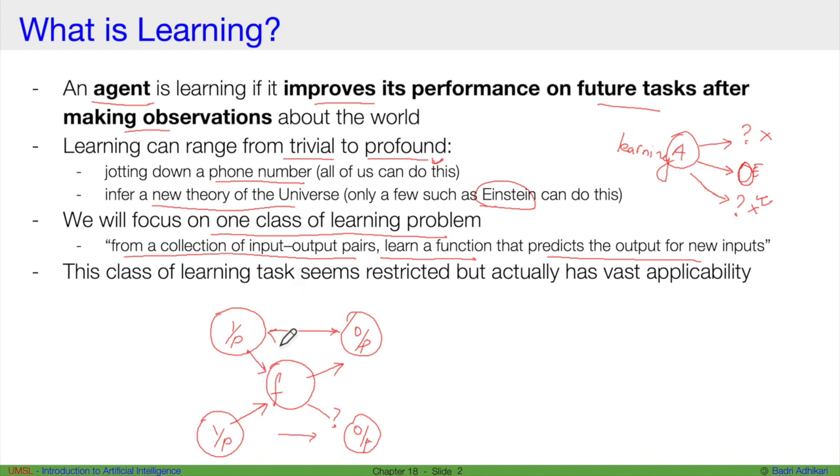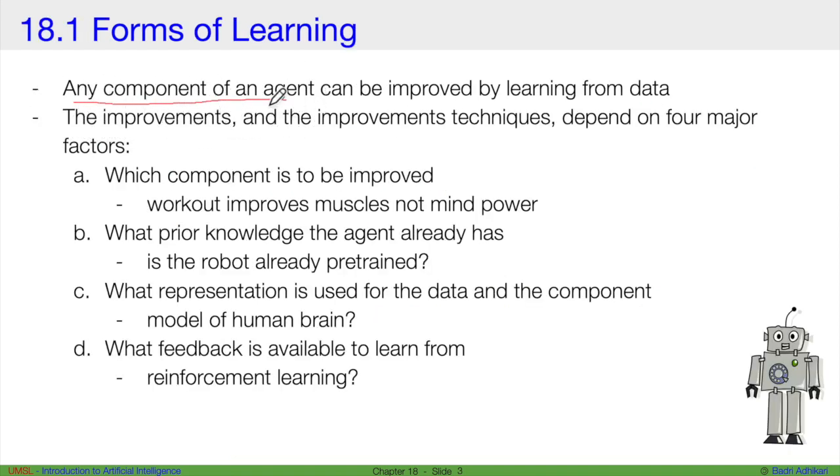And you may think that this is a very restricted class. I mean, it's a very small subset of what learning exactly means. But surprisingly, such learning has vast applicability. Any component of an agent can be improved by learning from the data. These improvements and the improvement techniques that we use depend on four major factors. That is, which component is to be improved?